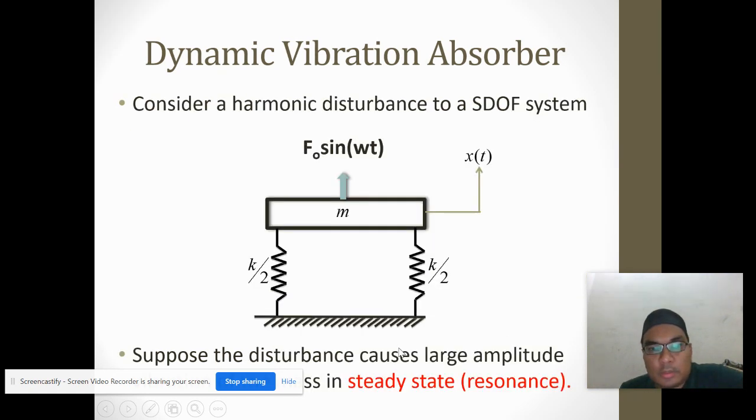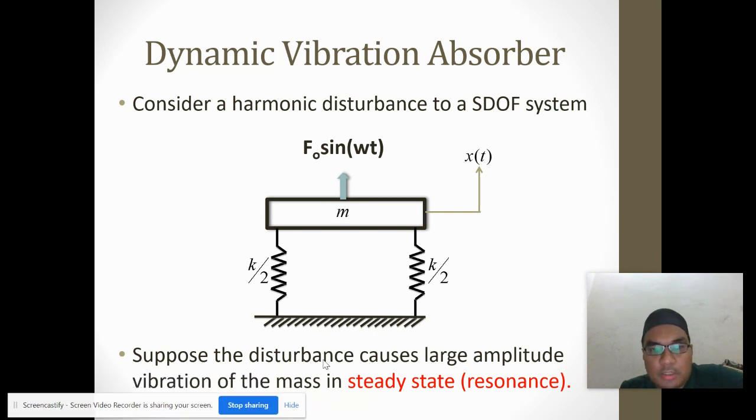So this is a typical forced vibration single degree of freedom system, where we have a stiffness. Actually you can write this as 1k: this is k over 2, so the total in parallel is equal to k. This is the mass, and this is the excitation force, f naught sine omega t, and there's a response x(t). Suppose the disturbance causes a large amplitude of vibration of the mass in the steady state. Sometimes it becomes a resonance also.